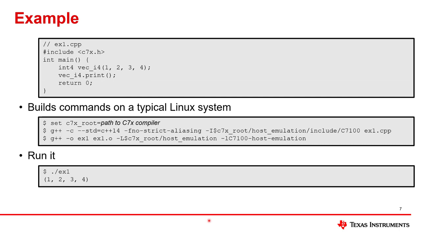Now that we've walked through all the various details of the example, I think it would be helpful to take another look at the entire example. Here's the source code, some C++ source code, creates a vector, prints it out. These are the build commands on a typical Linux system using the G++ compiler. Okay, and then this is what it looks like to run it.